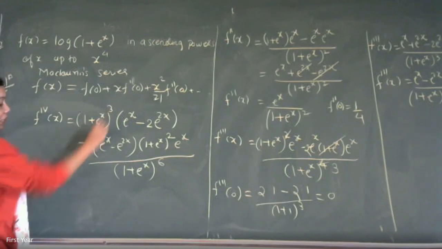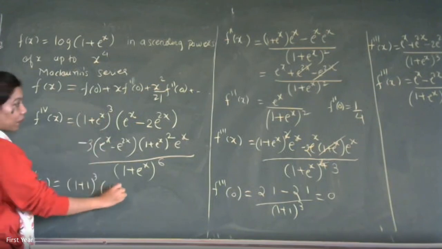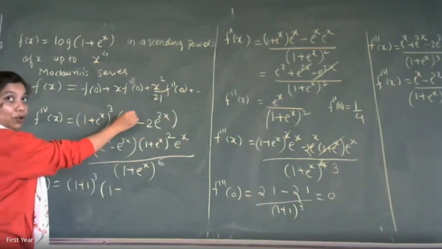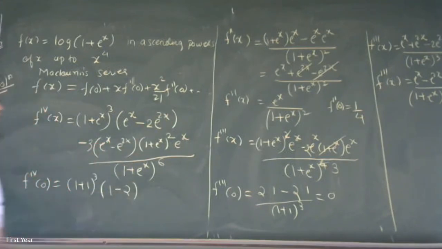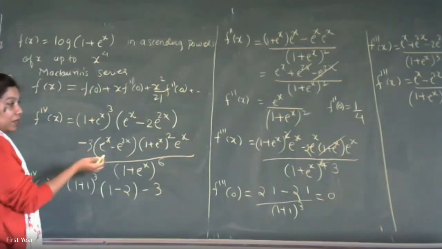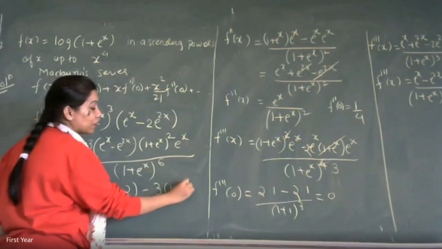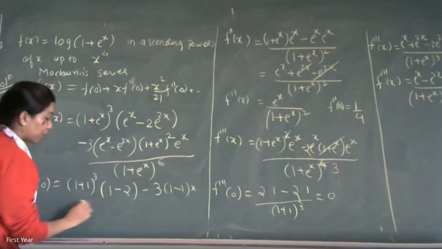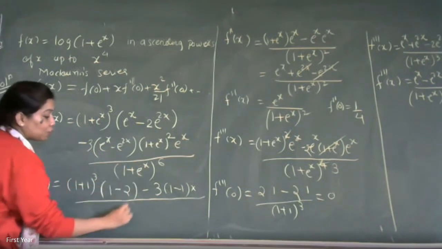So it is 1 plus e raised to 0, which is 1, which is cube: (1 plus 1) cube. 1 minus e raised to 0 is 1. e raised to 2 into 0 is also e raised to 0, which is 1. We have to write it very shortly only. So it is 1 minus 1, which is 0 into anything, it will be 0 here. So no need to calculate ahead. Only the denominator you have to calculate: 1 plus 1, that is 2 raised to 6.